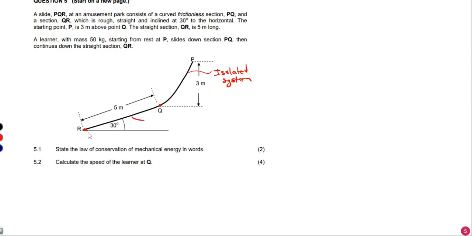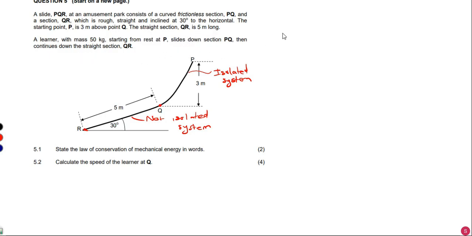So this part from Q to R, it's not an isolated system because there's an external force acting, which is frictional force due to the roughness of the surface. Okay, the surface QR is rough and straight and inclined at 30 degrees to the horizontal. The starting point P is 3 meters above point Q, and the straight section QR is 5 meters long.